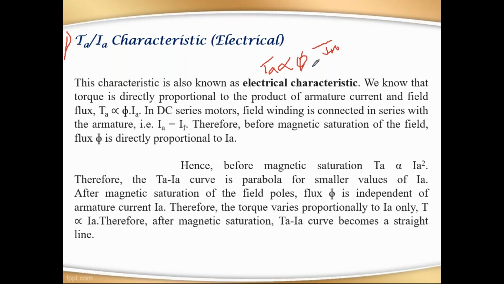Why? Because in this relation, we can find how the armature torque is changing with respect to the armature current. If you know these two parameters, then we can obtain the electrical characteristics. The graph drawn between the armature torque and armature current is called the electrical characteristics. For finding it, we need to use this relation.